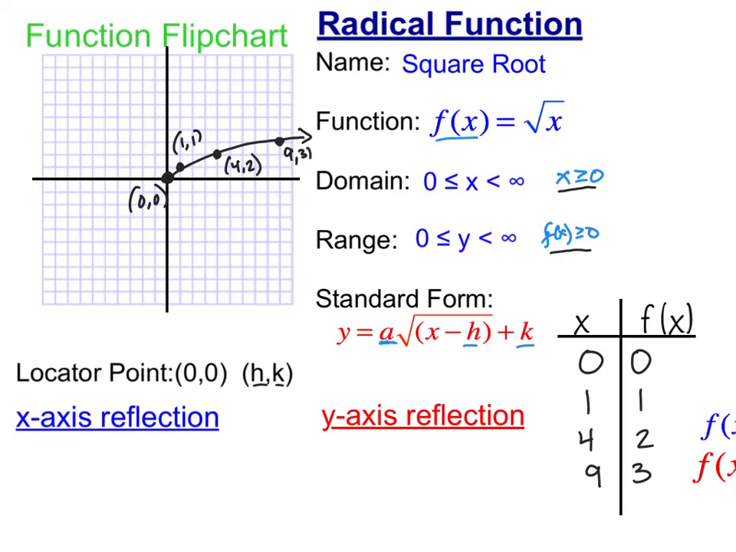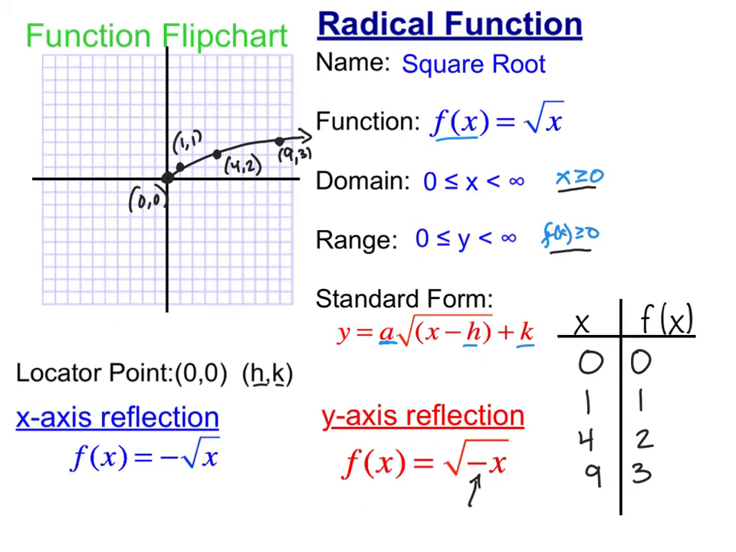Now the other thing that we're going to talk about is x-axis reflections. If you reflect over the x-axis, you have a negative out in front of the function itself. That's an x-axis reflection. And then there is the y-axis reflection, and that's when you have the negative inside the function right there. We will not be doing any y-axis reflections this year. Just want you to be able to see what it is.